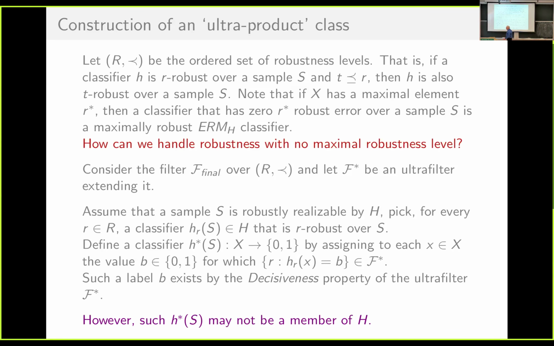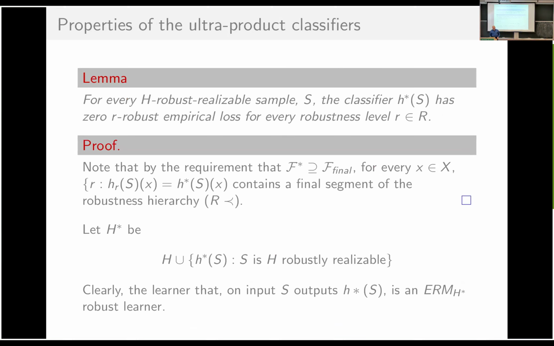So now we have this claim that for every H robust realizable sample S, we look at the classifier H star.